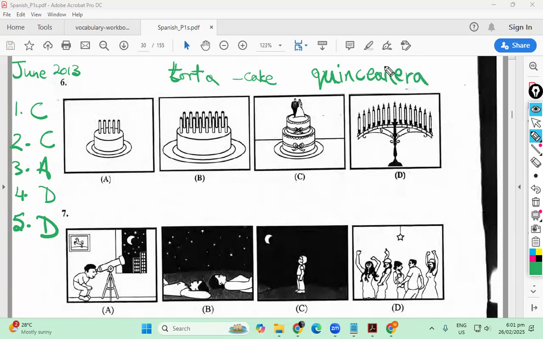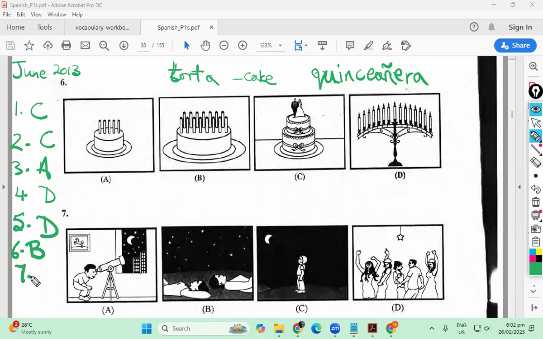So can we figure out which one it is? Which cake is for quinceañera? It's not D. D does not have a cake. B, right? Because this one has 15 candles. So a quinceañera is to celebrate a girl's 15th birthday. Very special in Latin American culture, right? All right, number 7.